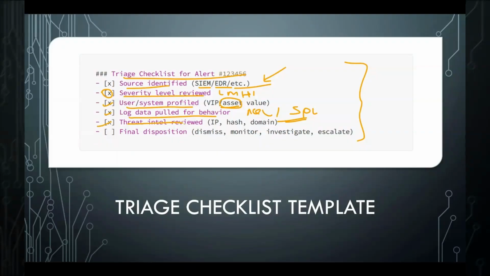Then threat intel reviewed. So check the reputation of the file or indicator of compromise, IP, hash, domain, etc. in various tools that we discussed in the previous slide. And then final disposition. So whether you can dismiss the alert, monitor it further, investigate, or escalate. So this is a simple checklist you can follow during your alert triage.